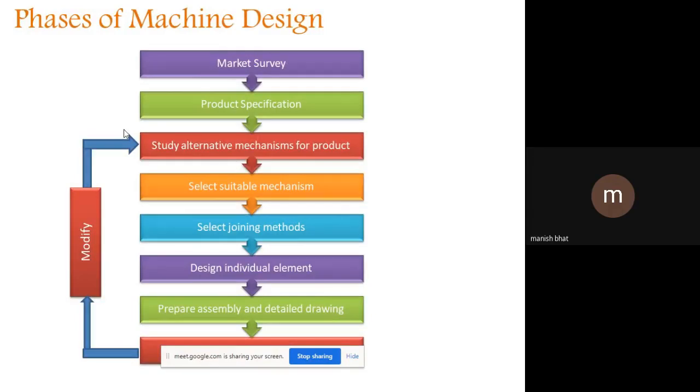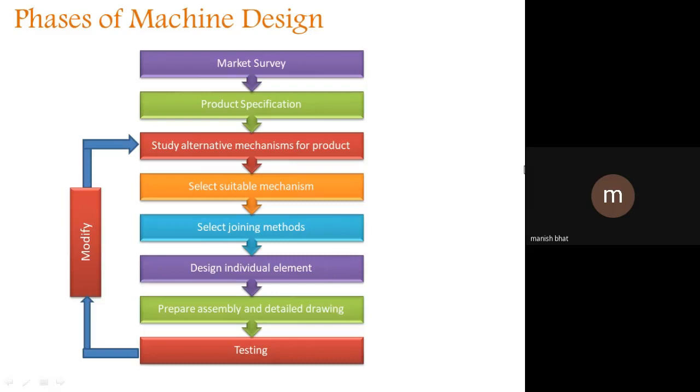So please look at this particular diagram, which shows phases or stages of machine design. Whenever you want to launch a new product, whenever you want to design any new product, it comprises many components, many machine elements. So a new product can be designed in this particular way. So this is the channel.